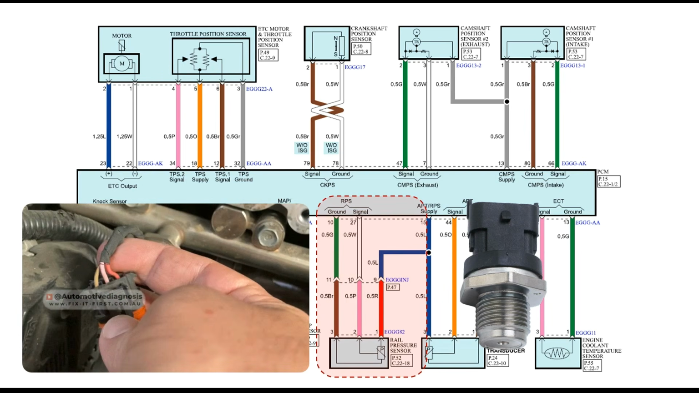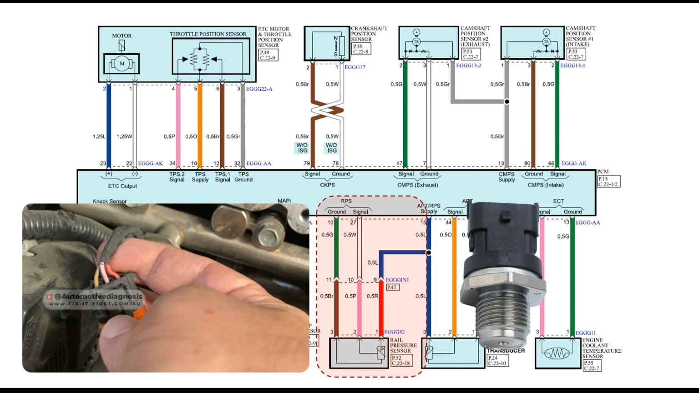When the engine is running, the PCM keeps looking at the information provided from this sensor to regulate the high pressure pump operation. If this sensor goes bad, the PCM cannot regulate the fuel pressure, and it's going to end up having high pressure or low pressure inside the fuel rail, which is going to affect the engine running condition and fuel consumption.